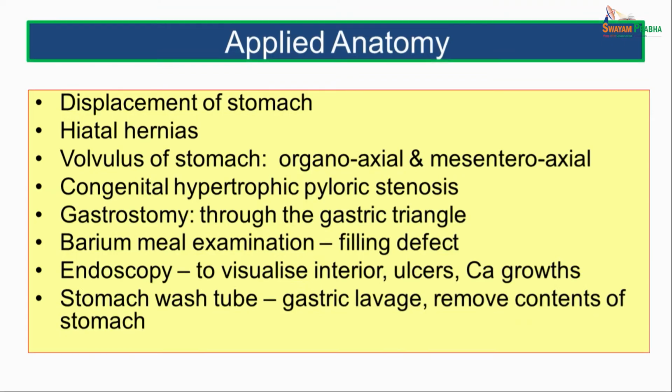Another way of displacement of the stomach is in the form of volvulus of stomach. Volvulus is wherein an organ or a viscus is going to twist or turn around its peritoneal relation. Volvulus of stomach can be of two types: an organoaxial volvulus or a mesenteroaxial volvulus.